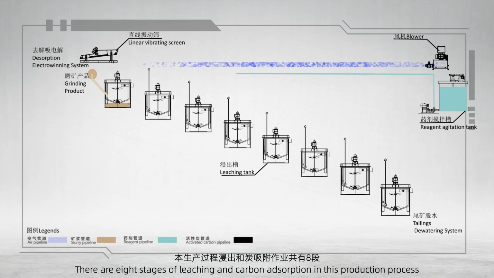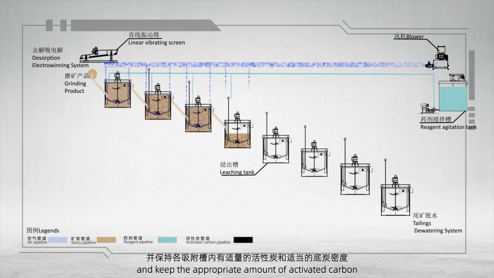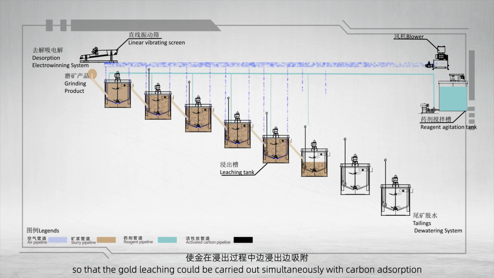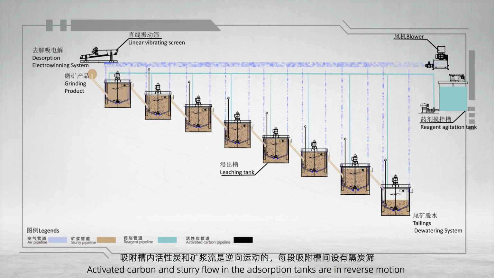There are 8 stages of leaching and carbon adsorption in this production process. In the leaching and carbon adsorption process, eco-friendly leaching agent is added into the leaching tanks. Air supply should be maintained, and keep the appropriate amount of activated carbon and appropriate bed carbon density in each adsorption tank, so that the gold leaching could be carried out simultaneously with carbon adsorption, and good leaching and adsorption results could be expected. Activated carbon and slurry flow in the adsorption tanks are in reverse motion, and each section of the adsorption tank is provided with a carbon screen.